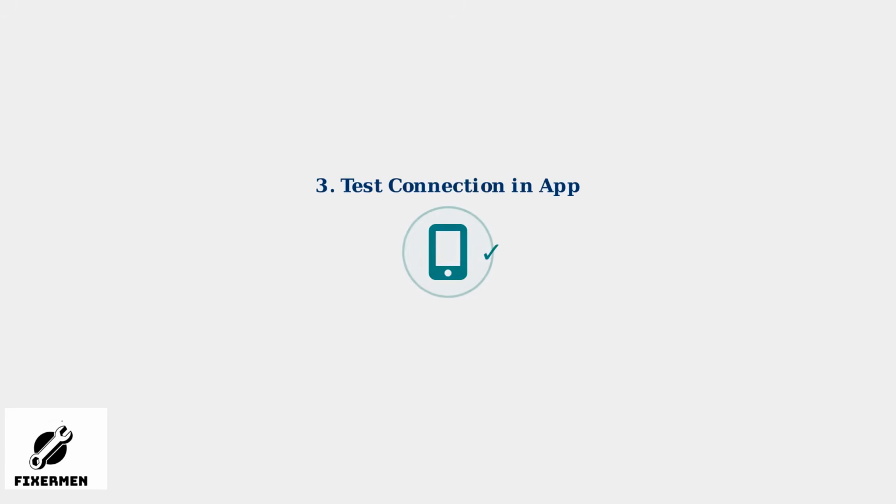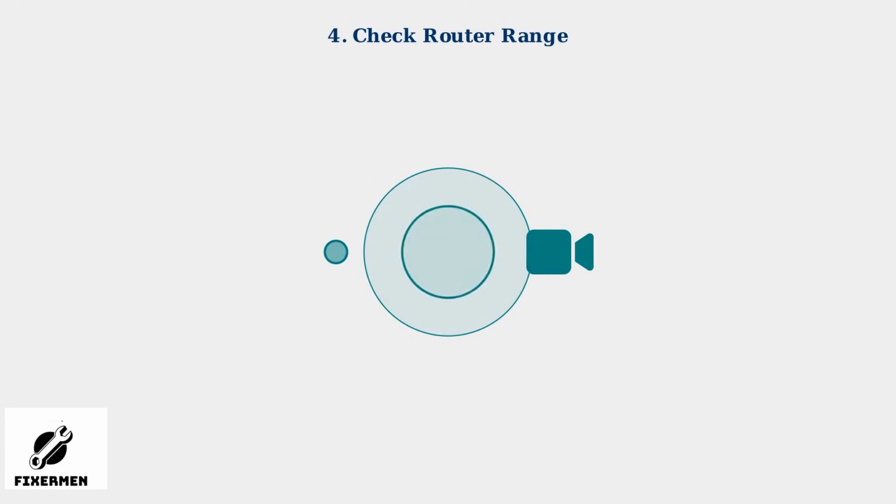Use the Nest app's test connection feature. Open the app, select your camera, and run the connection test. This will diagnose any network issues and provide specific guidance for fixing them. Ensure your camera is within range of your Wi-Fi router. Move the camera closer if needed, ideally within 30 feet of the router with no major obstructions like walls or appliances. Finally, restart your router and modem.